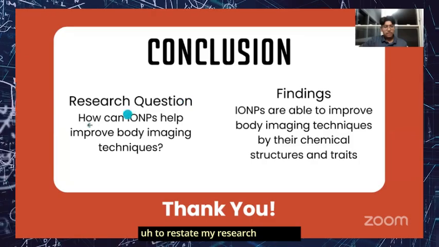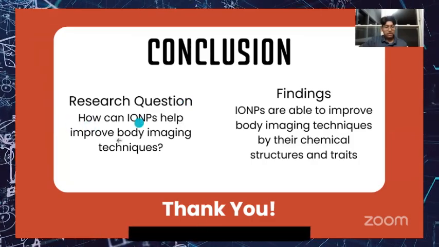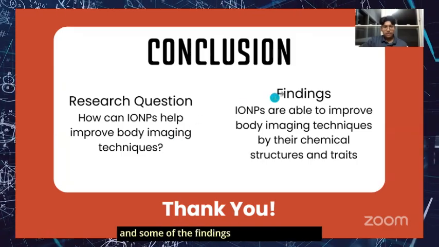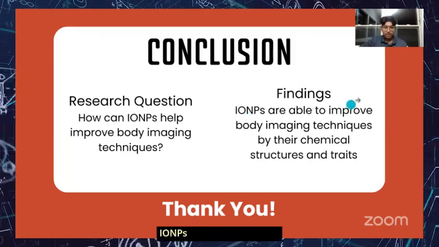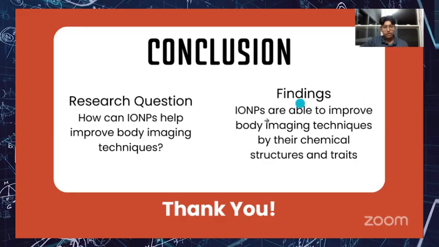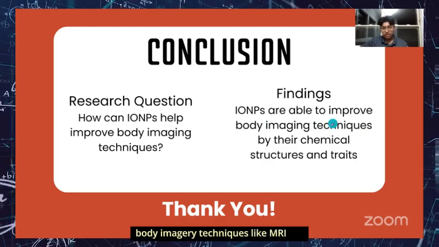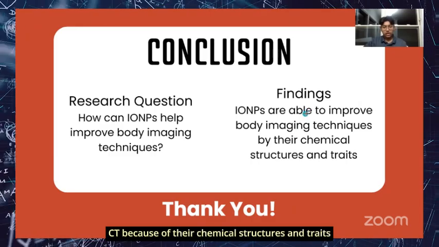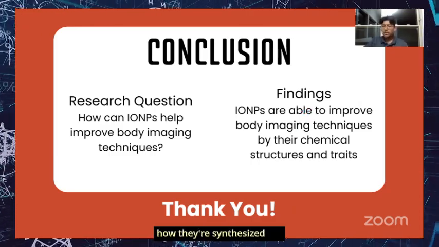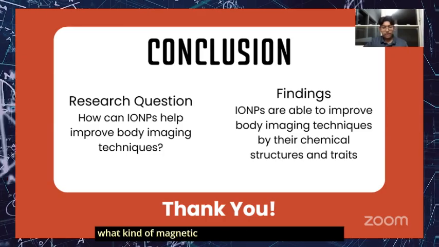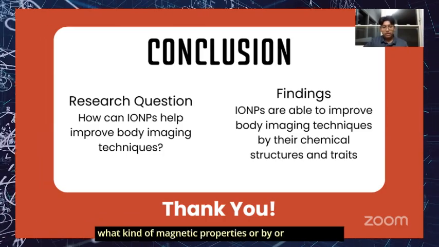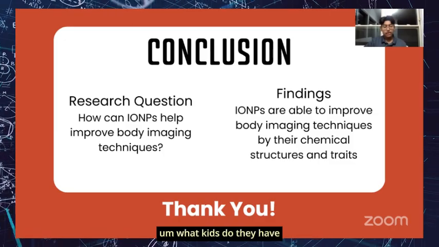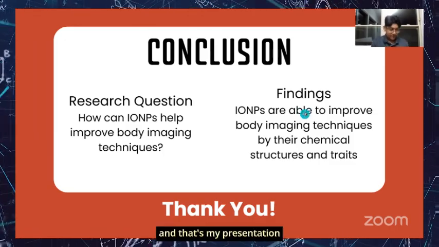To restate my research question: how can IONPs help improve body imaging techniques? Some of my findings were that IONPs are able to improve body imaging techniques like MRI, PET, and CT because of their chemical structures and traits, how they're synthesized, and what kind of magnetic properties or targeting ligands they have. And that's my presentation.